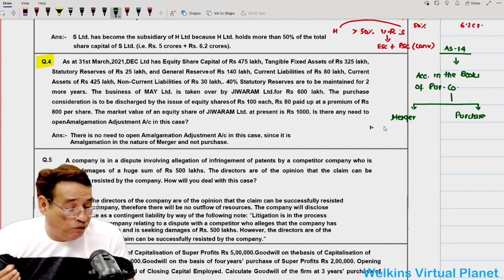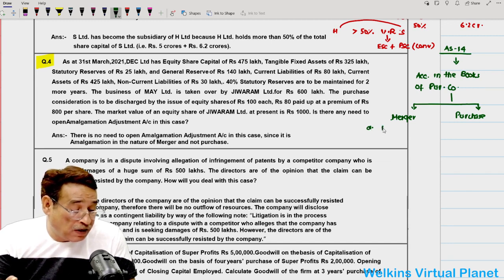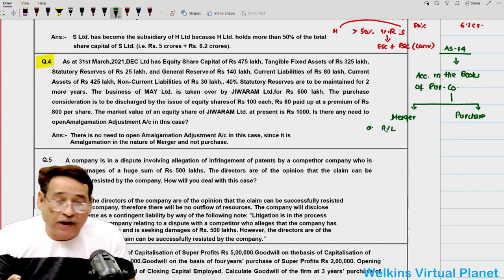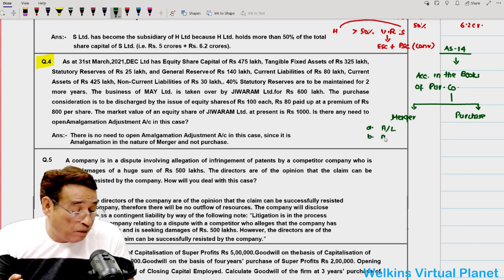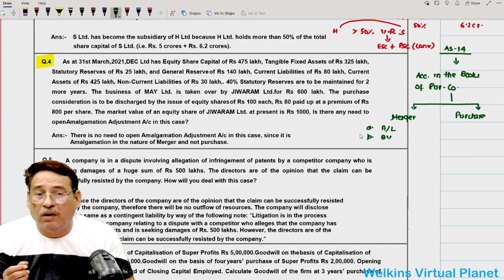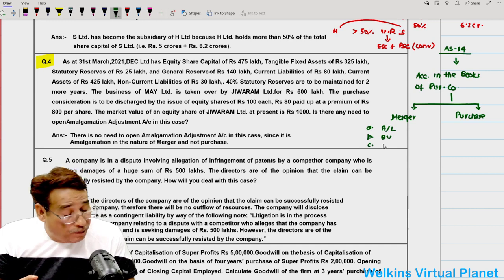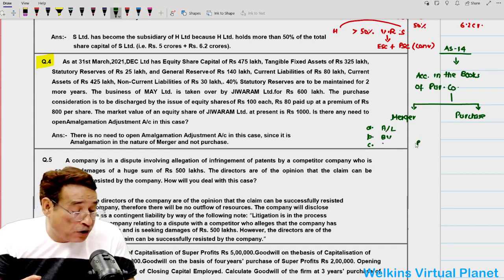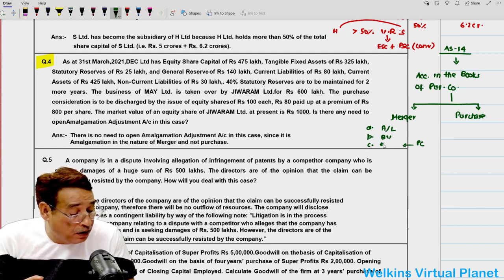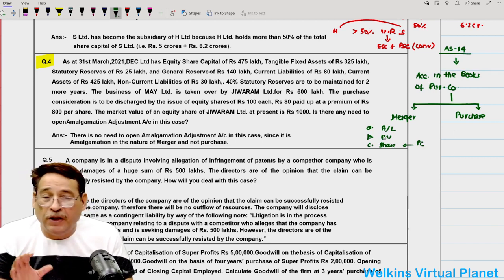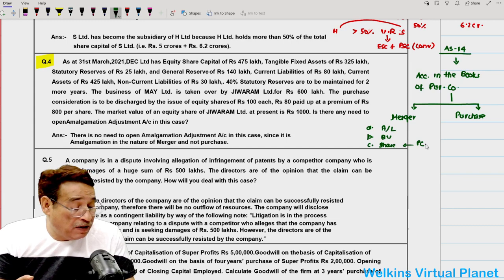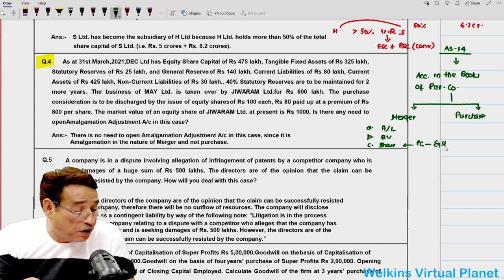Now, what are those conditions? One condition is that the purchasing company must take over all assets and liabilities. Second condition is that all the assets and liabilities must be taken over at book value. Third condition is that the purchasing company will deliver purchase consideration only to the equity shareholders, and the purchase consideration must be given by way of equity shares. That is also very important.